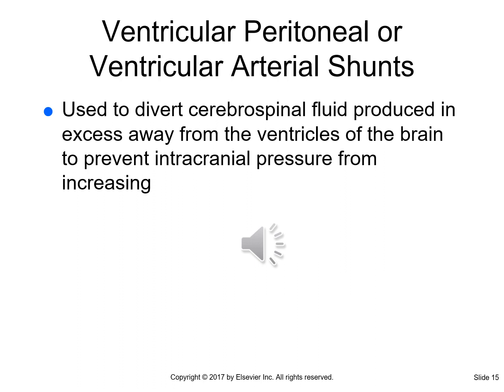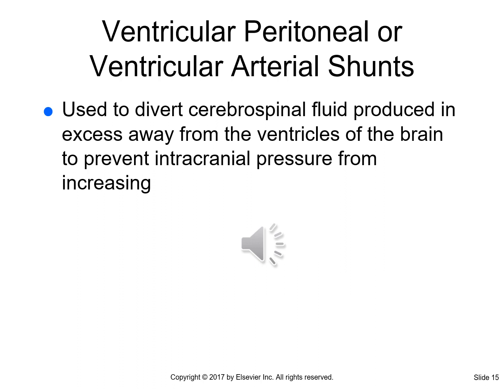Ventricular peritoneal or ventricular arterial shunts. Again, if we have CSF fluid that has built up and it's in excess and it's causing pressure to build up, we want to put this shunt in to pull that fluid away and direct it out of the body or down into the peritoneal cavity.